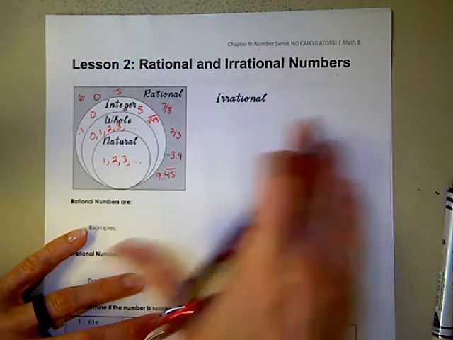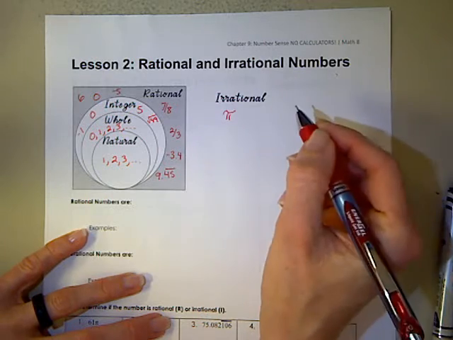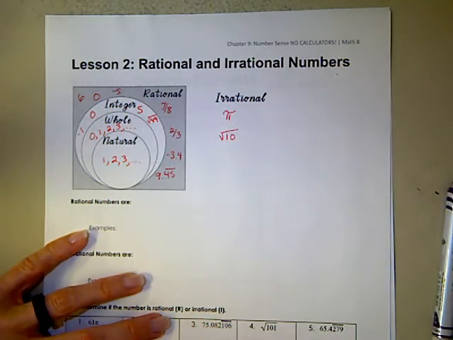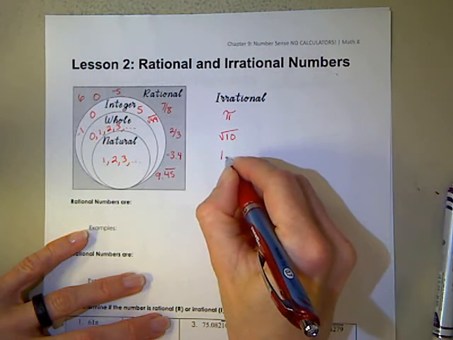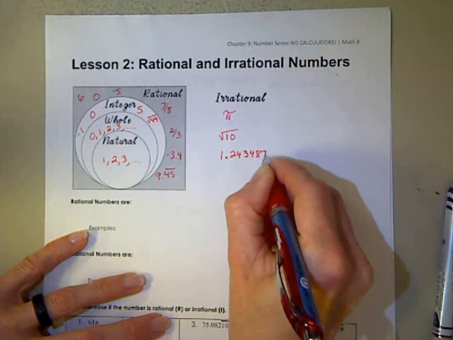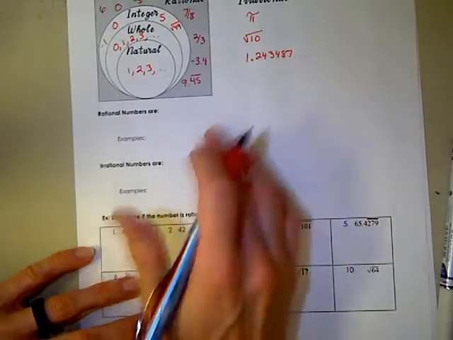On the other side are irrational numbers. These are the nasty numbers that nobody really likes. Like pi, it's a decimal that keeps going and going. If you take the square root of 10, you get a decimal that keeps going and going. And then here's just a decimal that keeps going and going. Okay? Okay, so let's kind of define what we just talked about.